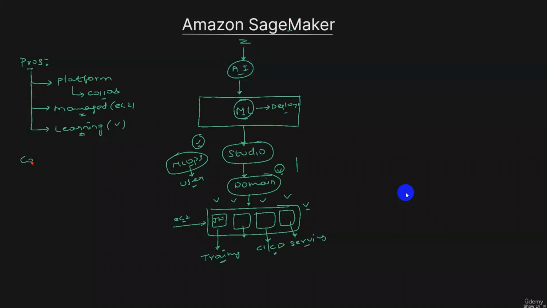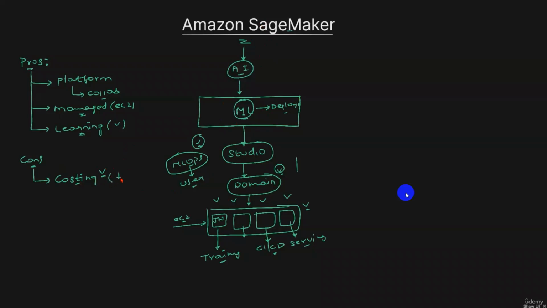Now let's talk about cons. Of course, there are some disadvantages of using SageMaker as well. The first one is the costing. Till now, all the platforms that we learned, whether it is MLflow or KServe, are open source and free in nature. But when it comes to SageMaker, because you're using Amazon's managed platform, the costing is decided by Amazon.